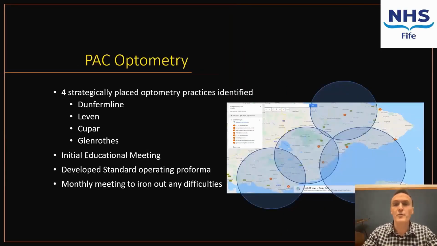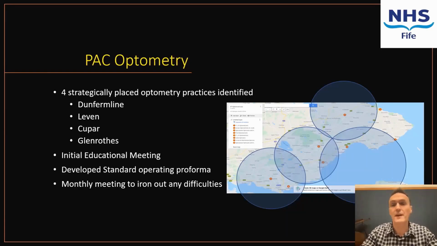So what about these PAC optometrists? What I did was devise four strategically placed optometry practices throughout the region I work, in the towns of Dunfermline, Leven, Cupar and Glenrothes. This should theoretically balance all the patients favourably between each practice without causing too much demand for each one individually.